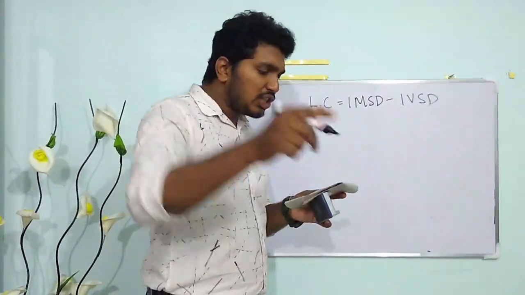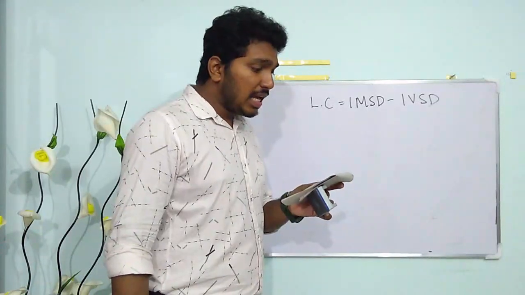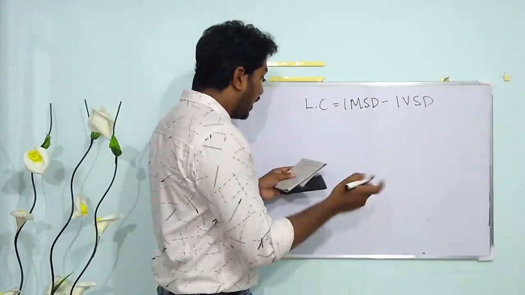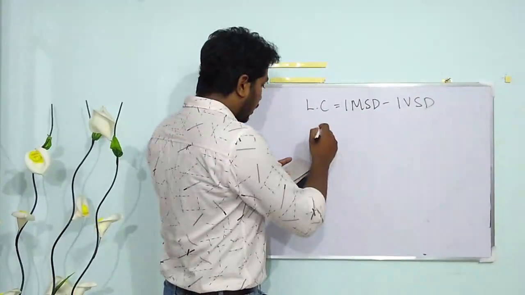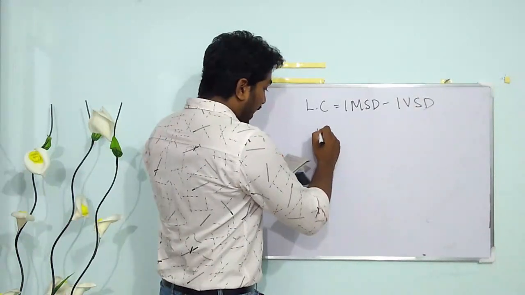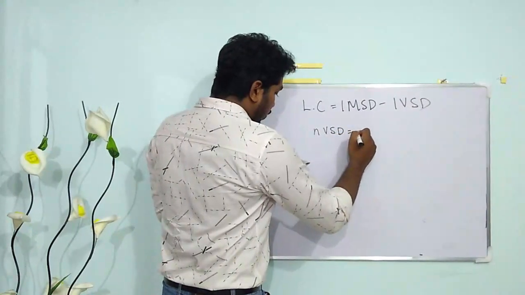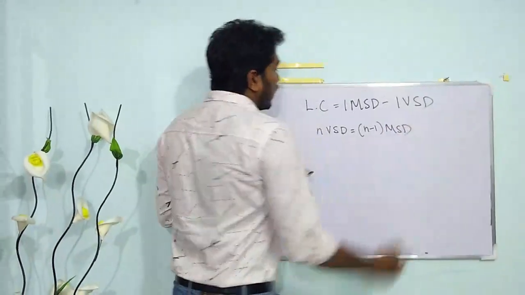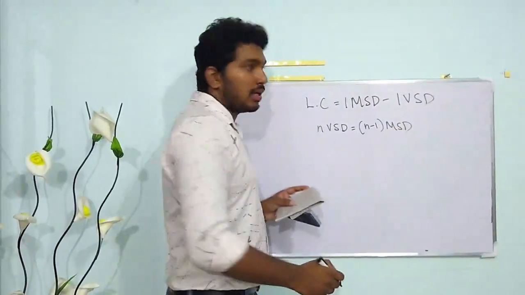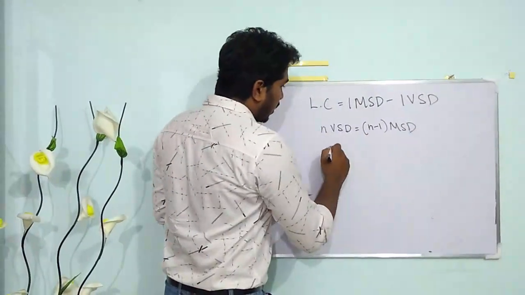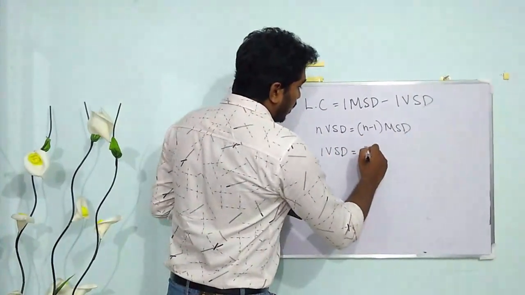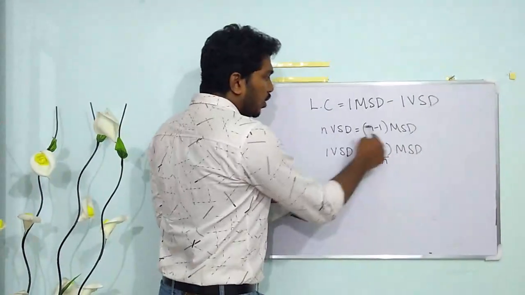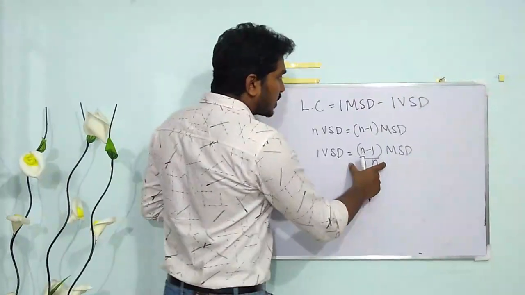Now in the question there is a condition given. It is said that n divisions of vernier scale coincide with n-1 divisions of main scale. So you can write 1 VSD from here. 1 VSD will be equal to n minus 1 by n MSD. I'm just taking this n over here. So you can substitute this condition over here.